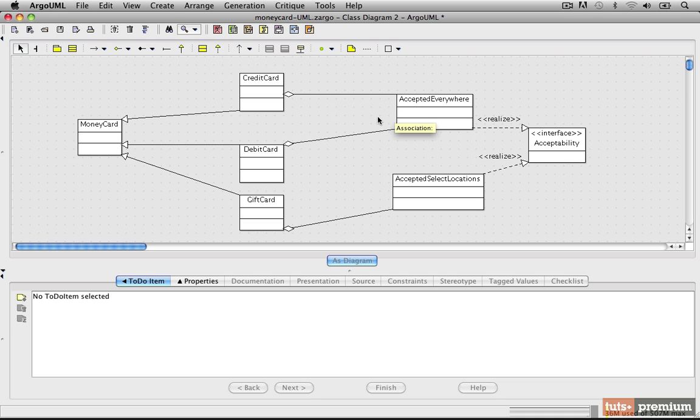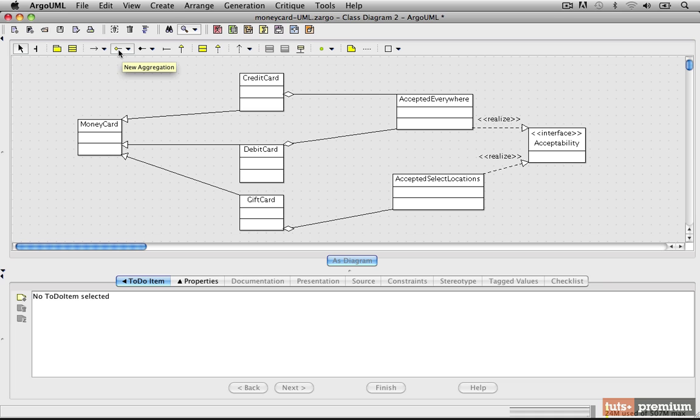Now in the middle, we have our aggregation relationships. And this is where a credit card has an accepted everywhere behavior. And the same is true for the debit card class, and then the gift card class has an accepted select locations behavior. So the aggregation relationship is defined by using a solid line and an unfilled diamond on the end, with the diamond pointing to the class which has the other class. So the credit card class has an accepted everywhere behavior, so the diamond points to the credit card class. Now you can draw this aggregation relationship using the aggregation tool right here.